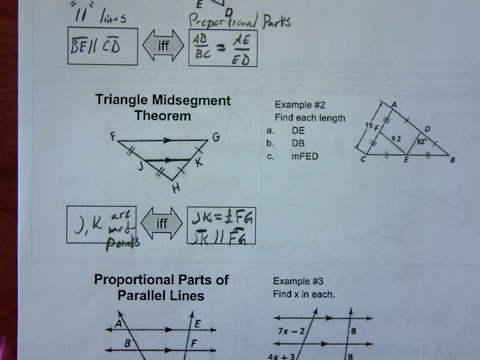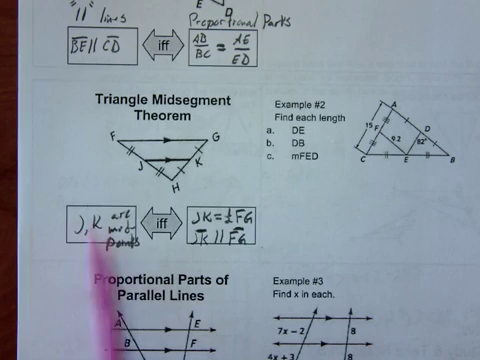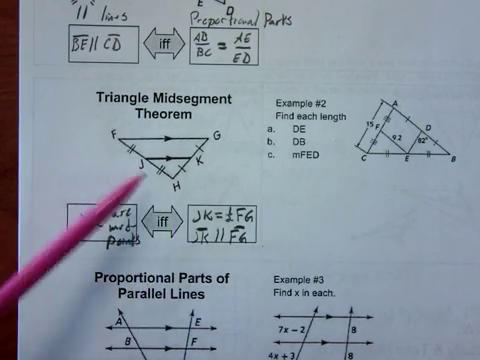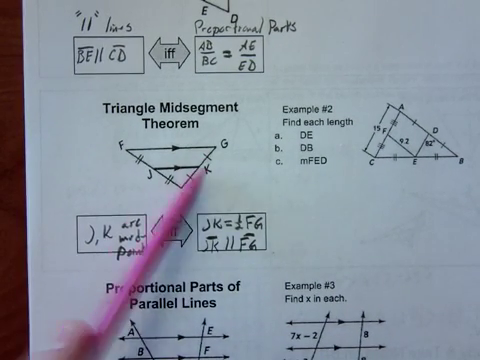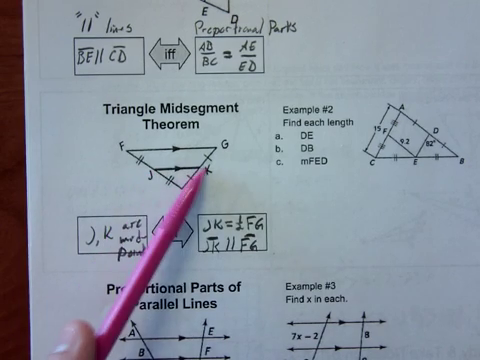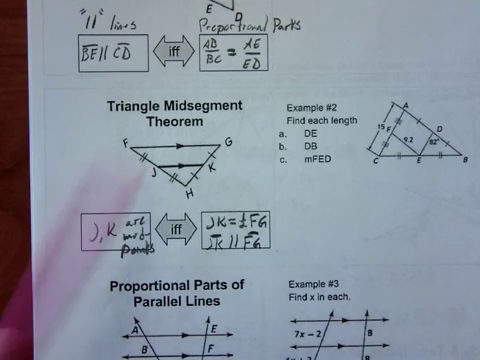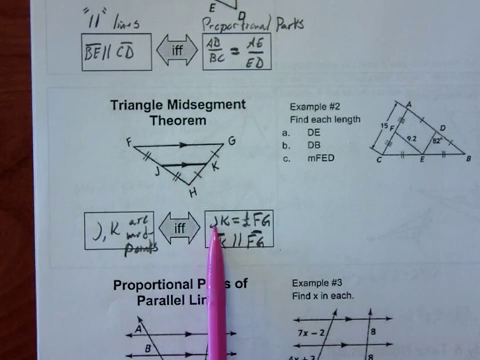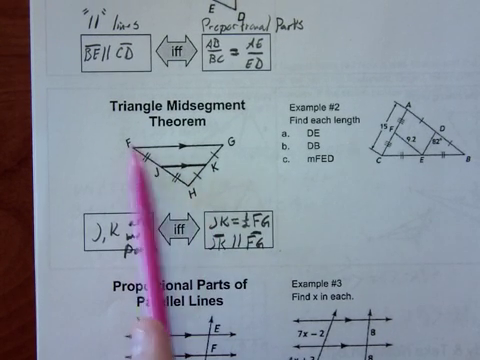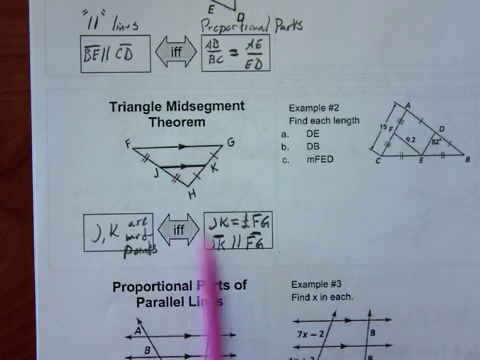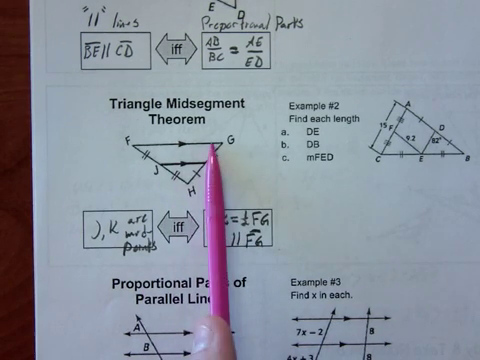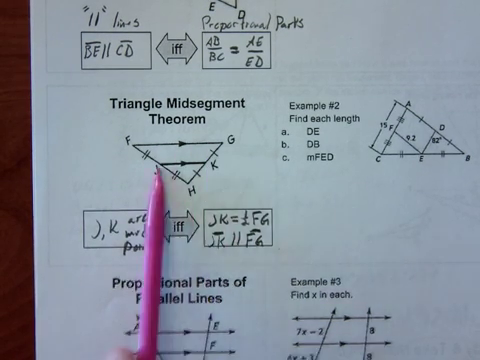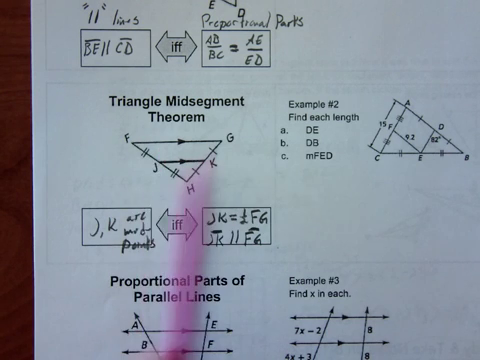Wait, can you repeat that? Sure. Right there, this says if J and K are the midpoints of these two sides, right? That J and K are where the midpoints occur. They bisect basically the two sides. That means this line segment here, JK, is actually half the length of FG. So JK is half the length of FG. And JK is now parallel to FG. They're running parallel to each other.